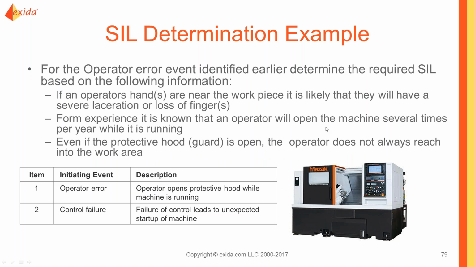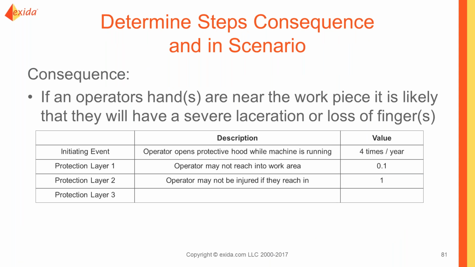So we go back to our same example and we take those things. Let's say the operator opens the hoods, it said several times a year, so we'll say 4 times per year. The operator may not reach in. It's not unusual to take a 1 in 10 failure rate for operator making a mistake. Some people would argue they already made a mistake by opening the hood, but they're well trained, so maybe they're just trying to get a better view. And then protection layer 2, they may not be injured. We discussed that we weren't going to give that any credit.